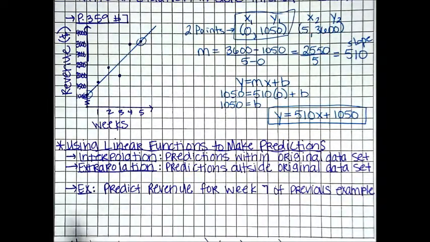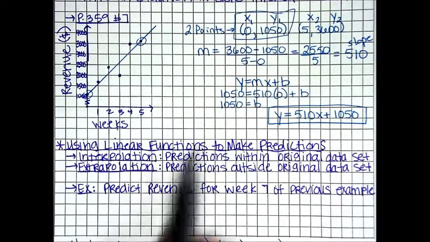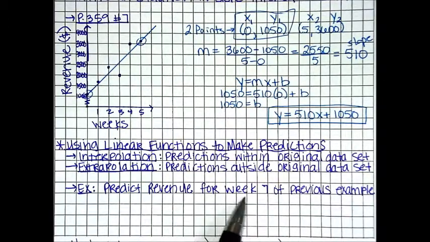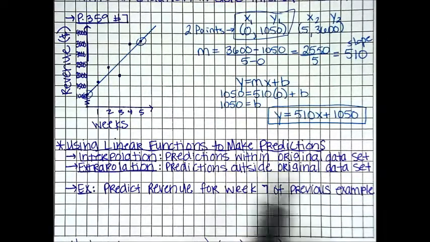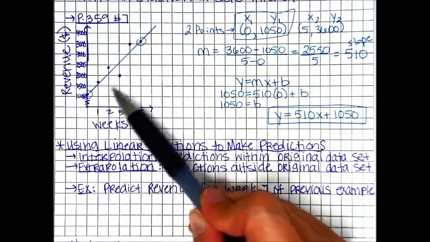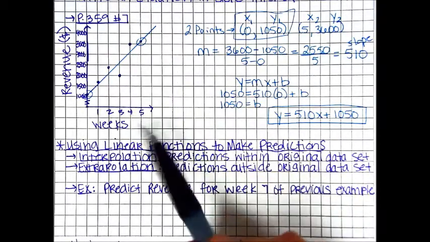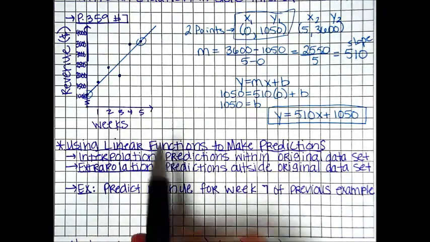There's 2 types of predictions that we want to be able to make and know the vocabulary to go with them. They're called interpolation and extrapolation. Interpolation is those predictions that are within the original data set, and extrapolation is the predictions that are outside of the original data set. So, for example, we could use this and say, hey, let's predict the revenue for 7 weeks in the previous example. So they gave us data for weeks 0 through 5. But they didn't tell us what the revenue would be in week 7.